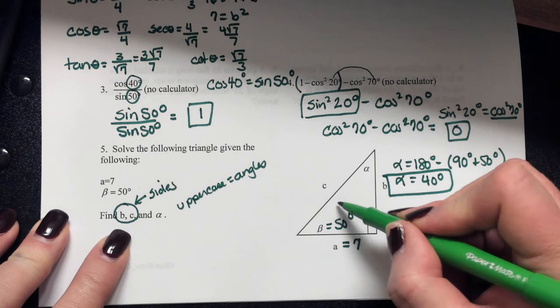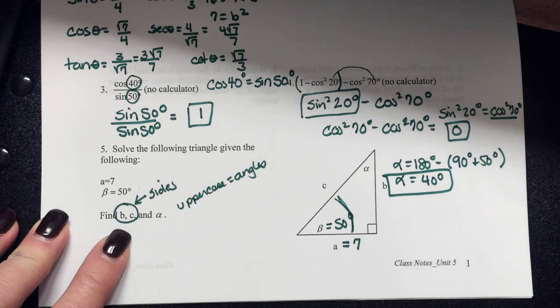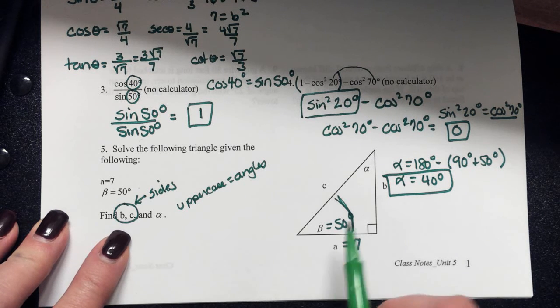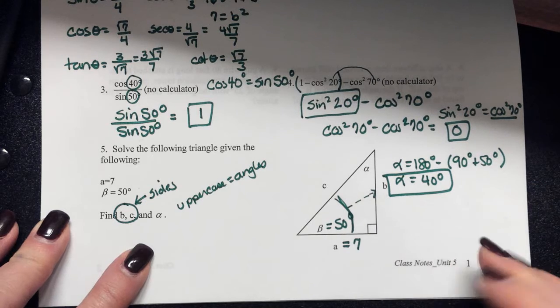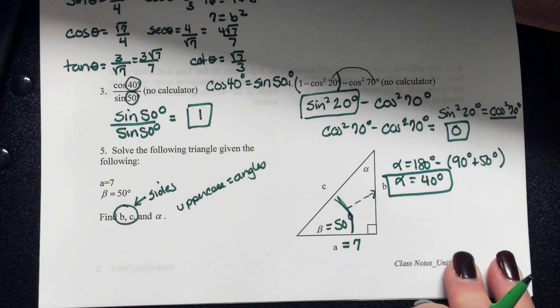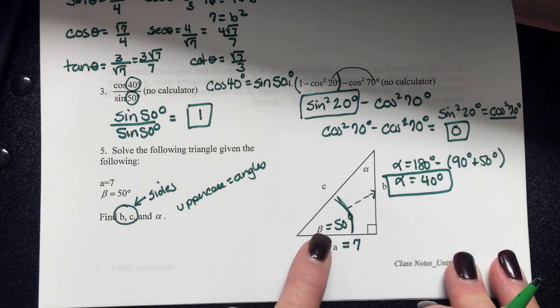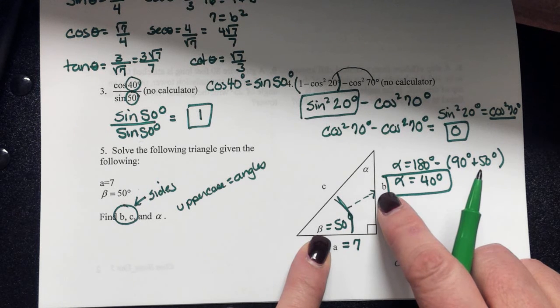Now to find side B, pick an angle. Always use the given if possible. So I'm going to use angle B that they gave me of 50 degrees. Let's talk about solving side B first. So I'm going to have to use a trig ratio. If I want to solve for side B, in reference to angle beta, side B is the opposite side.